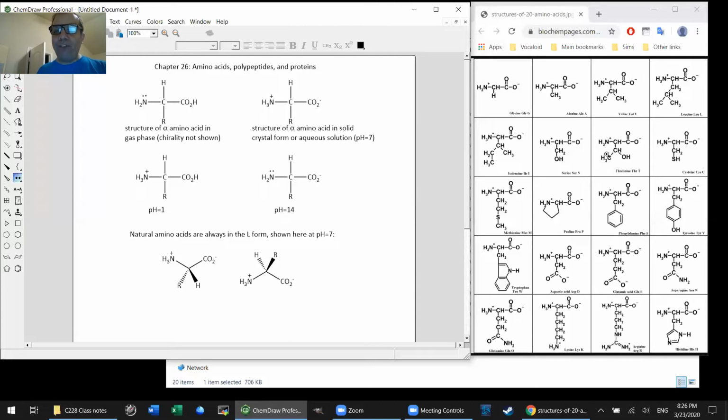We have two that have alcohol functional groups, serine and threonine. Those, of course, are non-ionizable also. Remember, alcohols have a pKa way up in the upper teens. So even at pH 14, those are not going to be deprotonated. It's not alkaline enough to pull off that proton.